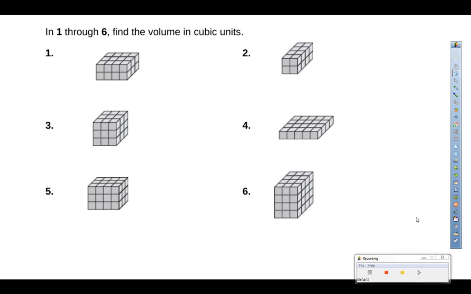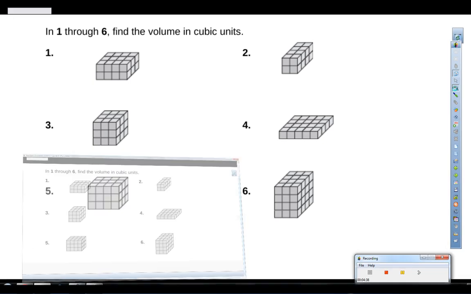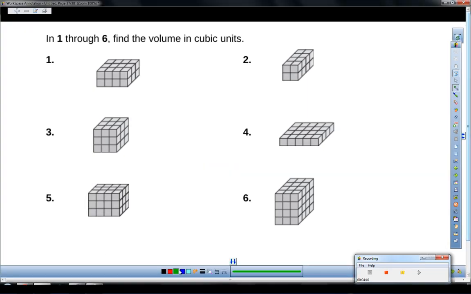So, I'll do one more with you guys, and then I want you to try some on your own. I'm going to try number 5, and for whatever reason, I'm a big fan of cutting them and making cakes out of them. So, in this particular example, there are 3 layers. And in the top layer, there are 1, 2, 3, 4, 5, 6, 7, 8, 9, 10, 11, 12 cubes. And so the total volume is 36 cubic units.